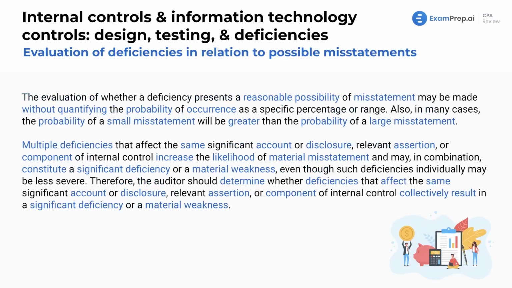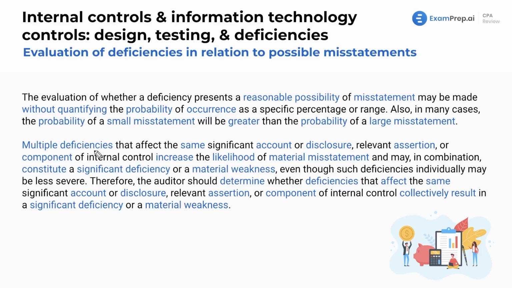Evaluating deficiencies in relation to possible misstatements. We don't want to have any misstatements. We want to see if this deficiency could result in a possible misstatement. The evaluation of whether a deficiency presents a reasonable possibility of misstatement may be made without quantifying the probability. You can quantify it, sure, but you can also say it qualitatively. Also, in many cases, the probability of a small misstatement will be greater than the probability of a large misstatement. That's just fair. The probability that you're going to have a massive issue is less likely. Generally, the larger the issue, the more possibilities there are for people to catch it.